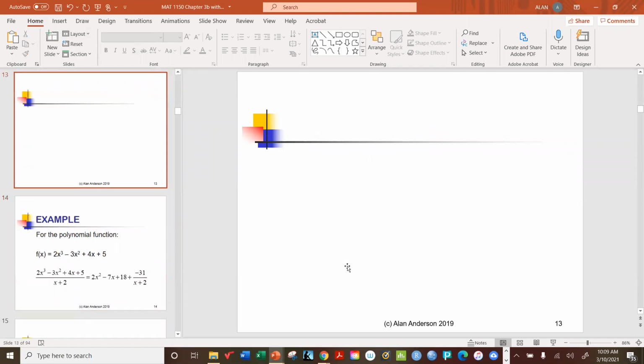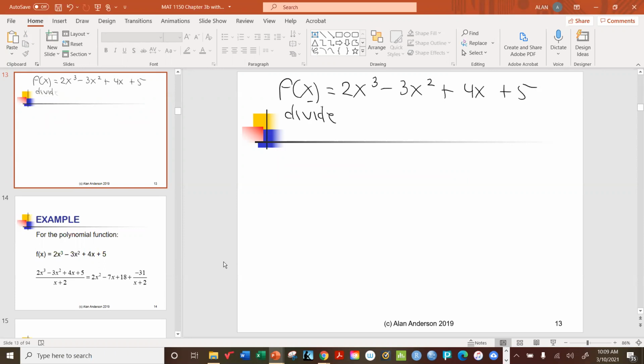So let's say we decide to take this function f of x is 2x cubed minus 3x squared plus 4x plus 5 and divide by x plus 2.